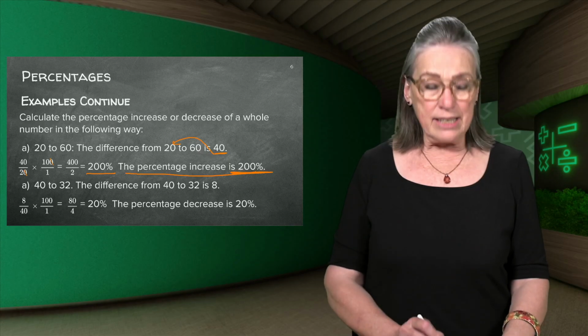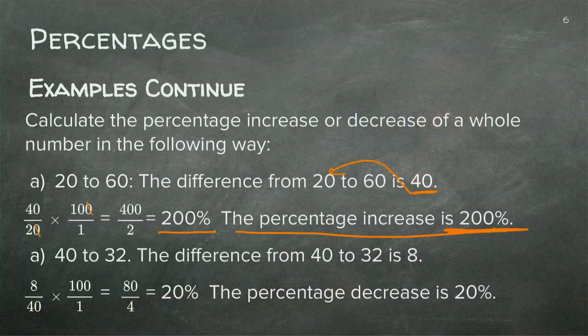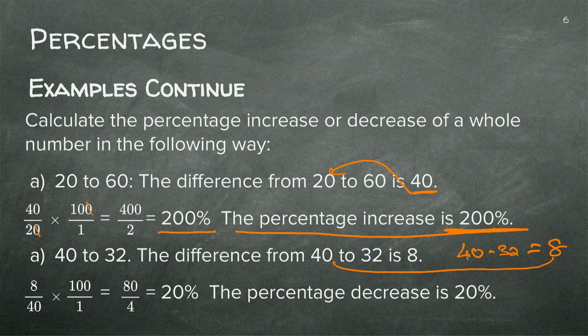Okay. So now there's a decrease from 40 to 32. So the difference is 40 minus 32 equals 8. So it's 8 smaller than 40. So 8 over 40 times 100 over 1. And again, we're going to do cross cancellation. 8 times 10 is 80 over 4, and that is 20%. So the percentage decrease was 20%.